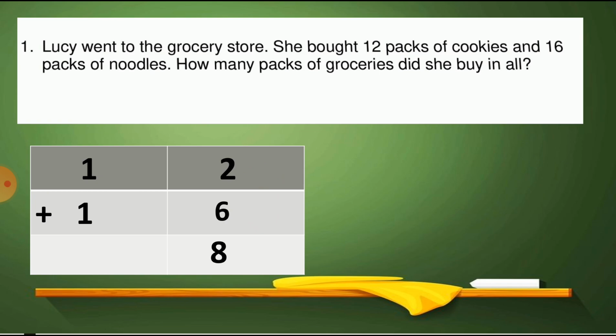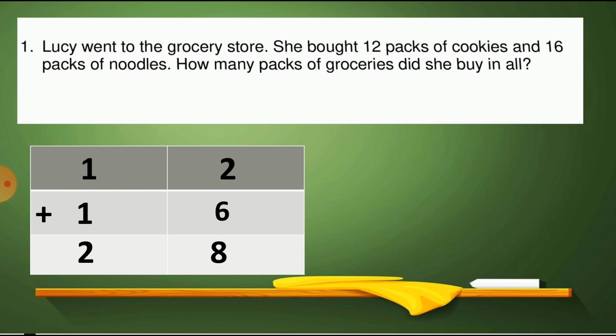Now, let's move to the tens column, students, which is 1 plus 1. Now, 1 plus 1 is equal to 2. So, I write down number 2 under the tens column. So, the final answer is 28.